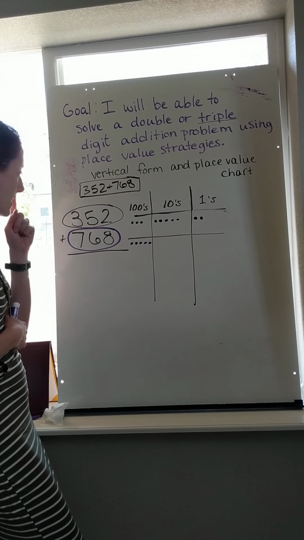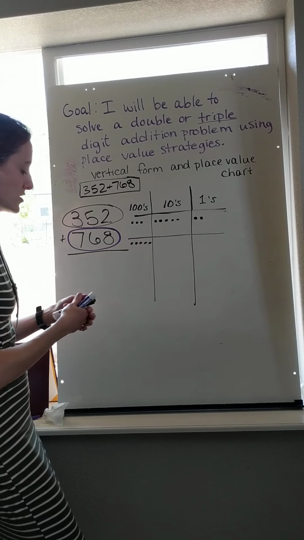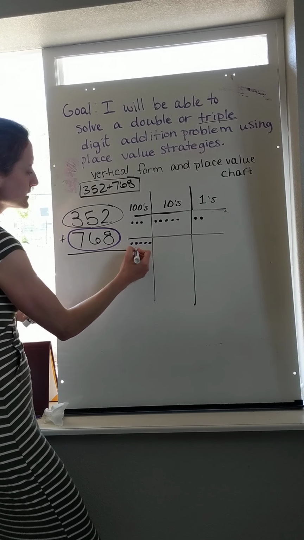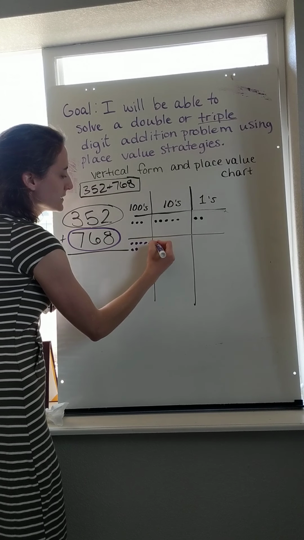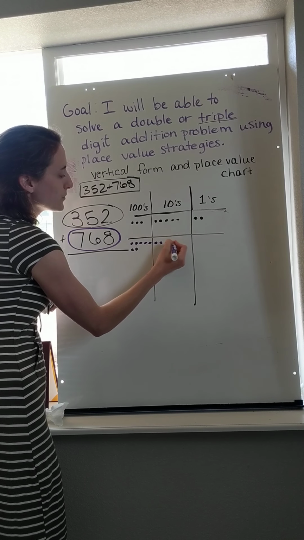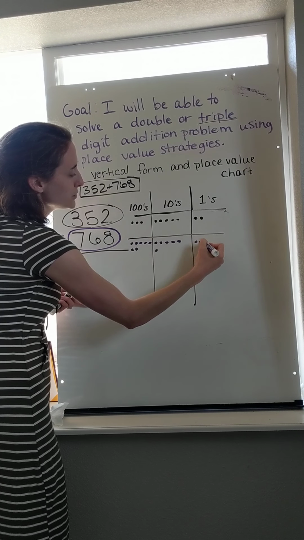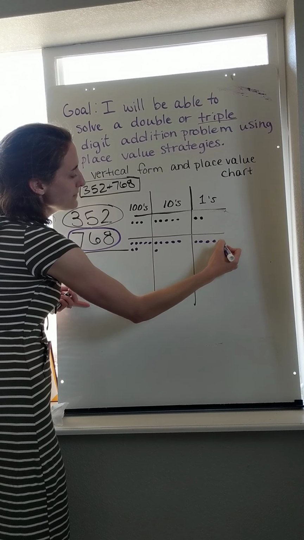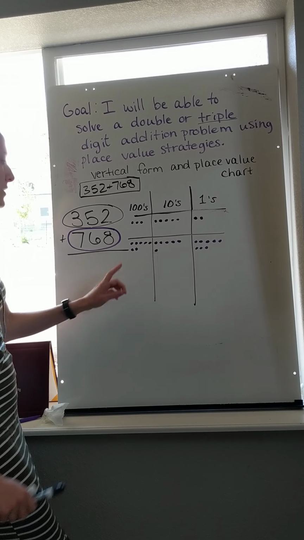We have 7 hundreds. 100, 200, 300, 400, 500, 600, 700. Okay, and then we have 6 tens. 10, 20, 30, 40, 50, 60, and 8 ones. 1, 2, 3, 4, 5, 6, 7, 8. Let me double check. I'm going to count them all up.